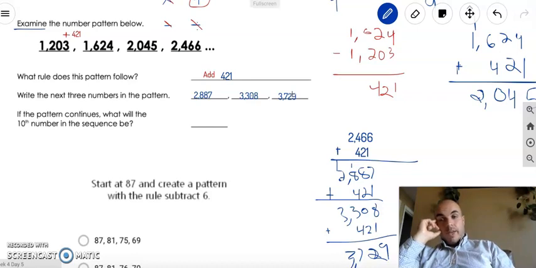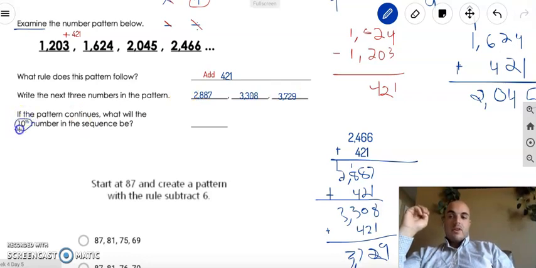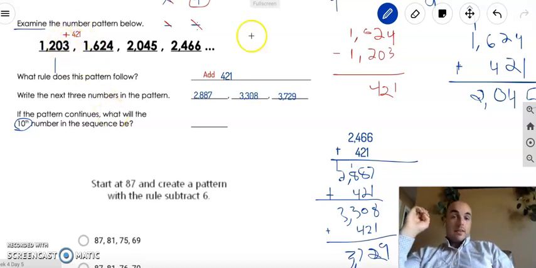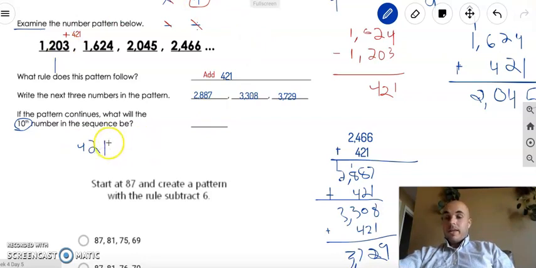I'm actually going to do a different method, which is to recognize a 10 rule here, a 0 rule. If this is number 1 here, I only need to multiply my rule by 10 to find the 10th number. So if I have 421 and I multiply it by 10, I just put that 0 on it, so 4,210. If I add that to this 1,203, I should be able to find the 10th number because I took the rule and multiplied it by 10. We're just lucky that they're trying to find the 10th number.